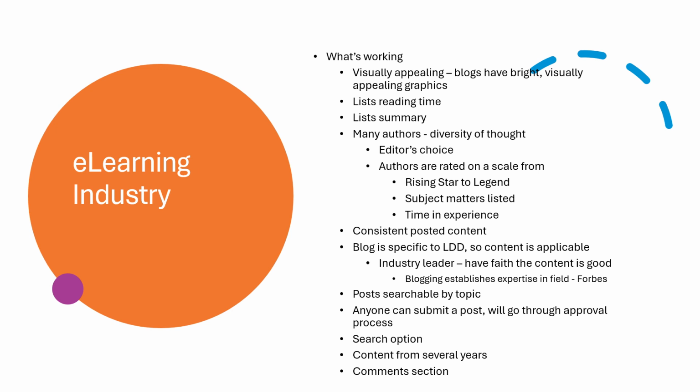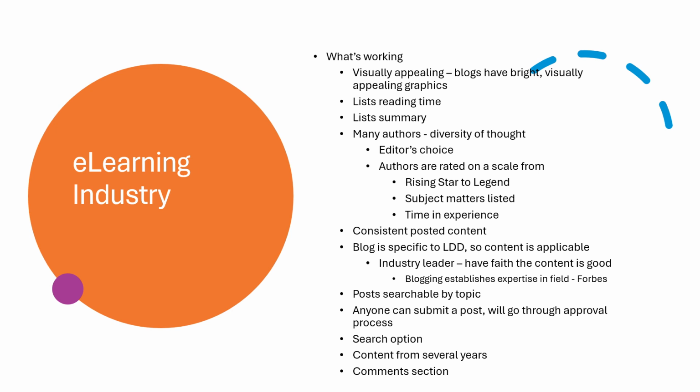One thing that e-learning does is there are many authors, which I love because there is a large diversity of thought. They also have an editor's choice blog. And the authors are rated on a scale, which I love. So their scale is rising star to legend. So that would be your legends are like your subject matter experts, or we call them SMEs. So the subject matters are listed, and the individual's time in that subject matter is listed as well, which I love that. So I know that I am learning from a SME.